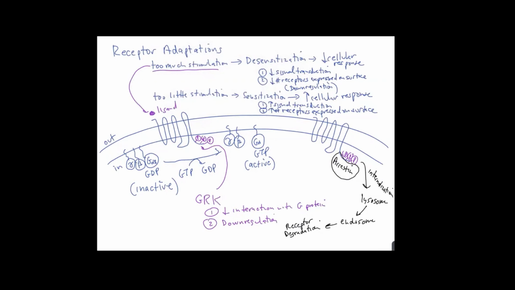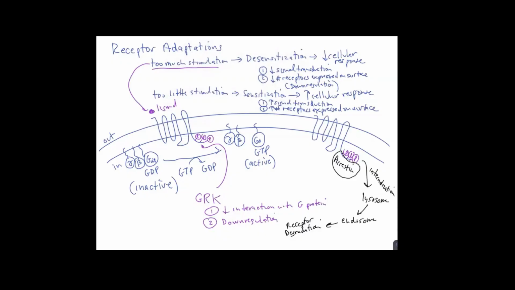Keep in mind that these processes are occurring all the time. The receptors are going to the surface, they're being taken in. This is not an all or nothing process. And so when you think about when there's too little stimulation, you would just be having less of this occurring, which would result in the opposite, which would be increased signal transduction and increased number of receptors on the surface.